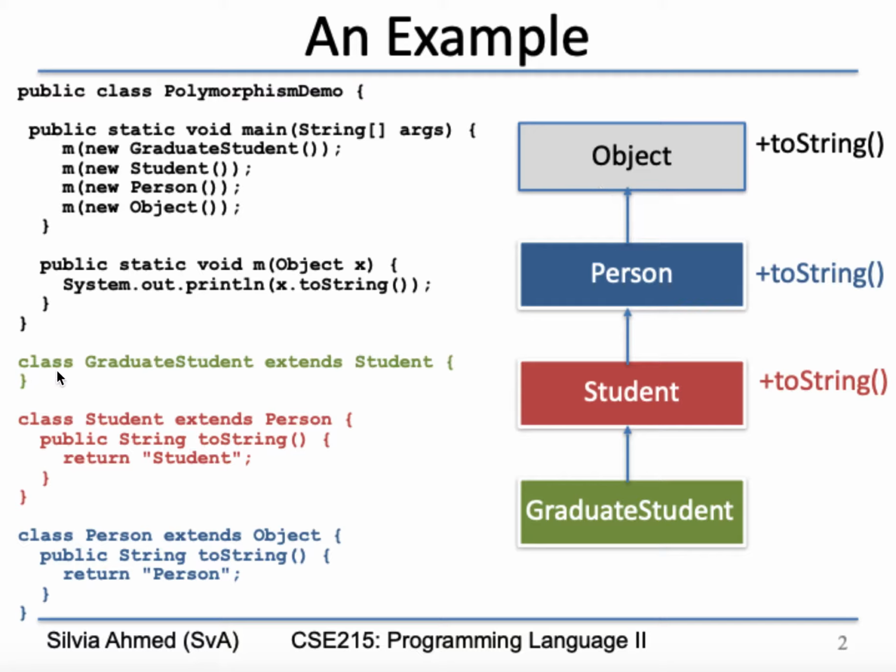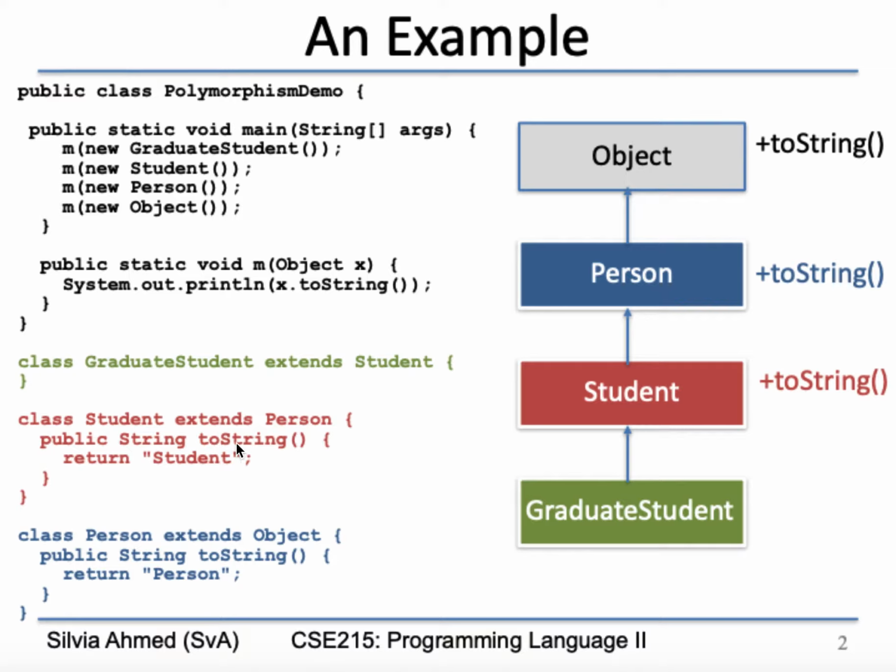Then inside the class GraduateStudent, there is nothing. Even if we don't see anything inside this class, we know that there will be a default no-argument constructor given by the compiler. And since this is a subclass, inside that no-argument constructor, the compiler will call the no-argument super constructor.